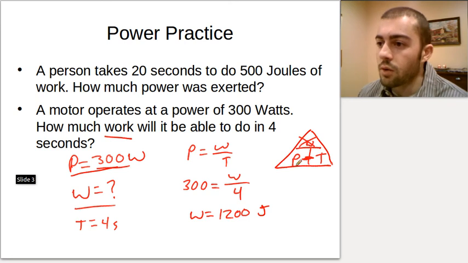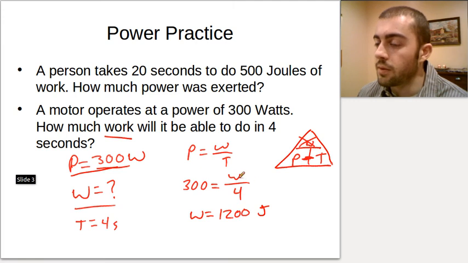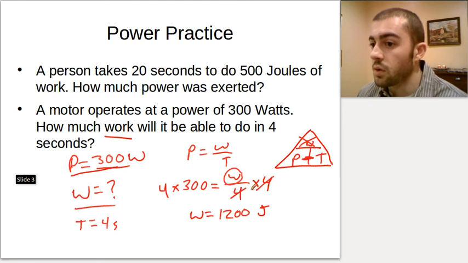The other way we could have done this, if you don't like the triangle, is to do this mathematically. To get work by itself here, we want to get rid of the 4. To get rid of something, we do the opposite of what it's doing. The 4 is being divided right now, so we would have to multiply by 4, and again, do the same thing to both sides. So 4 over 4 would give you 1, that will cancel out. Here we would do 4 times 300 to get the work, and that again would be 1200 joules. So either way, mathematically or using the triangle, works. No pun intended.